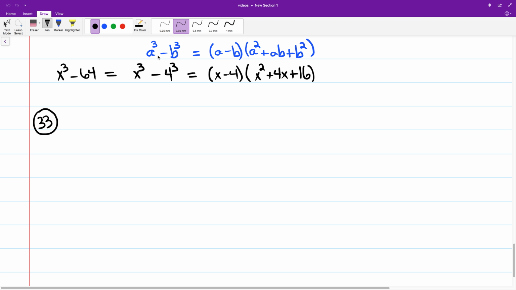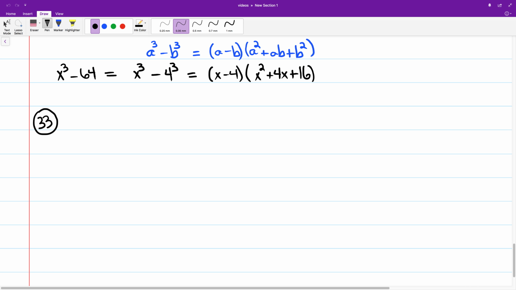Now, going back to the difference of cubes, we have a to the third minus b to the third is equal to the quantity of a minus b times the quantity of a squared plus ab plus b squared. Now, in problem 33 from the page 51 section, we are going to involve the difference of cubes in x to the third minus 64.